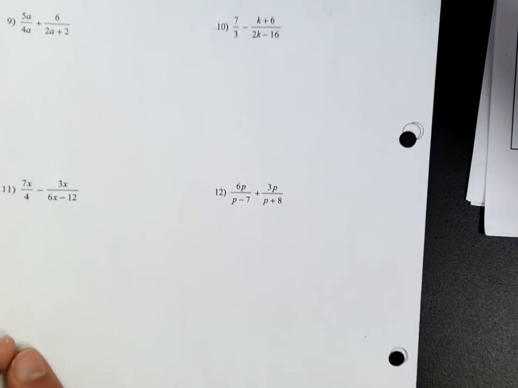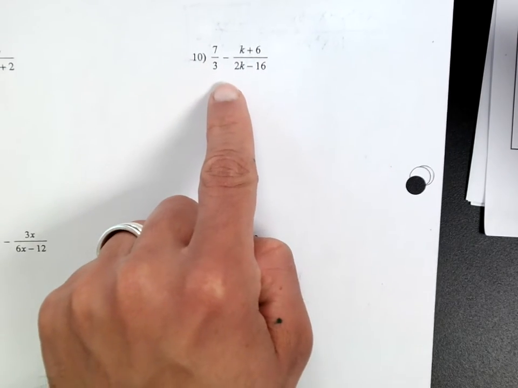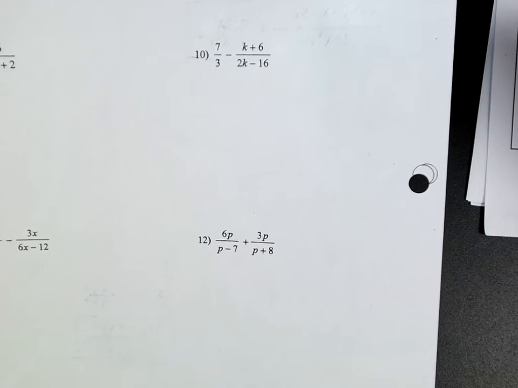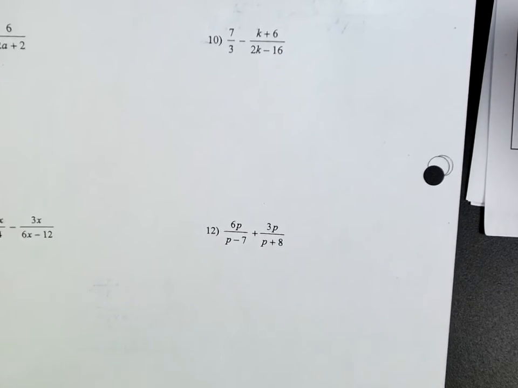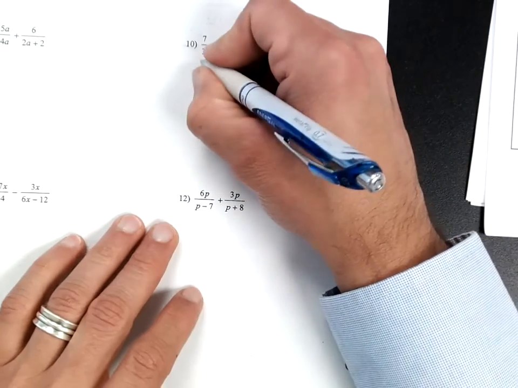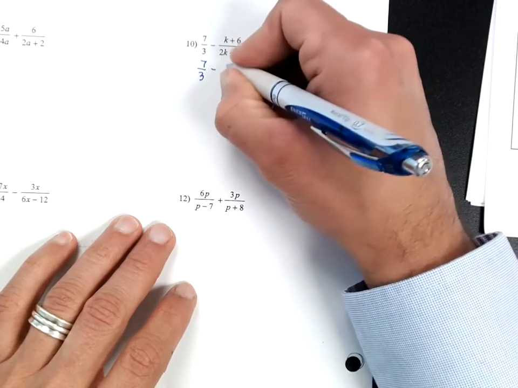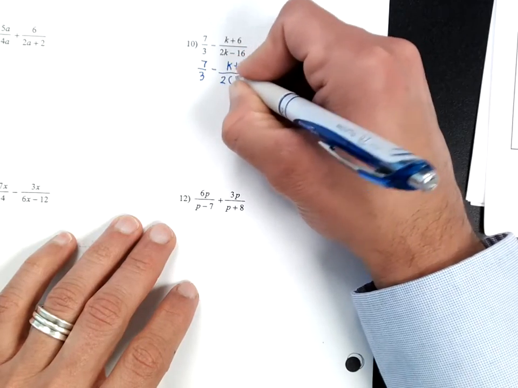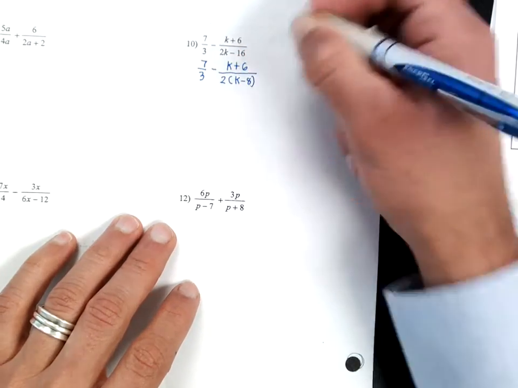Alright, some people have been asking about a question like this. Alright, number 10. Now, if you factor this, you can always try to factor the denominator because sometimes that makes your problem easier. So I'm going to go ahead and do that anyway, even though it's really not going to help me on this, but this is 2k minus 8, like that.